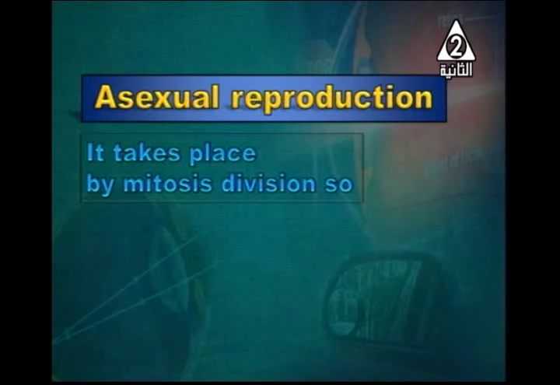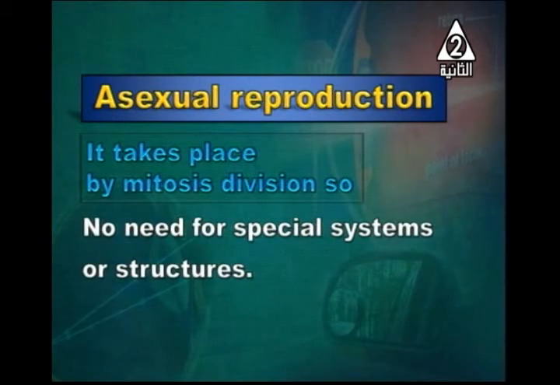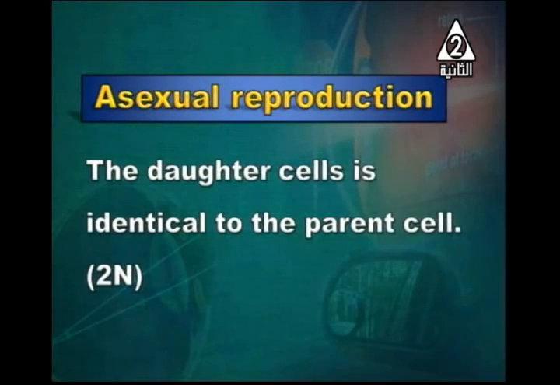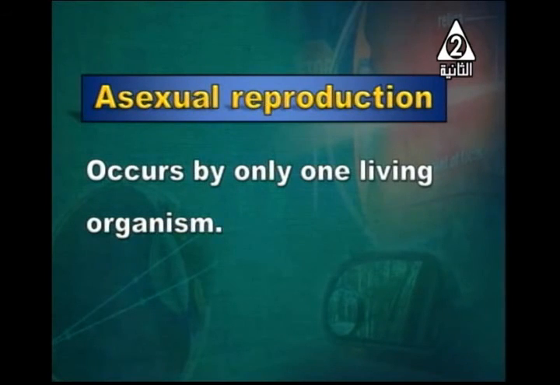The asexual reproduction takes place by mitosis division. So, no need for special systems or structures, no change in the genetic structure, where the produced individual is a full copy and identical to the parent cell. The daughter cells are identical to the parent cell, containing 2N. The asexual reproduction occurs by only one living organism.